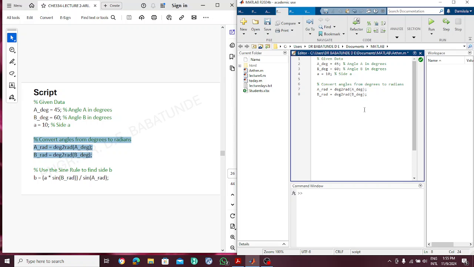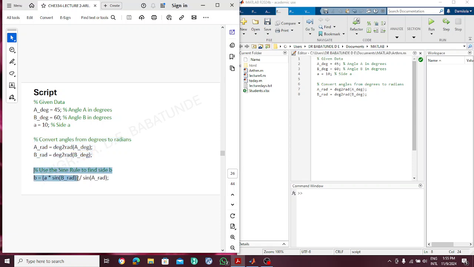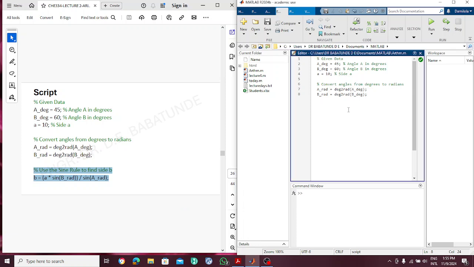Once you have done the conversion, you fetch the sine rule where you have made B the subject, and you supply everything that needs to be supplied. So we arrived at B is equal to A times sine B, where B is in radians because sine works with radians, divided by sine A. A inside the parenthesis of sine is also in radians. So that part is going to solve for B for us.